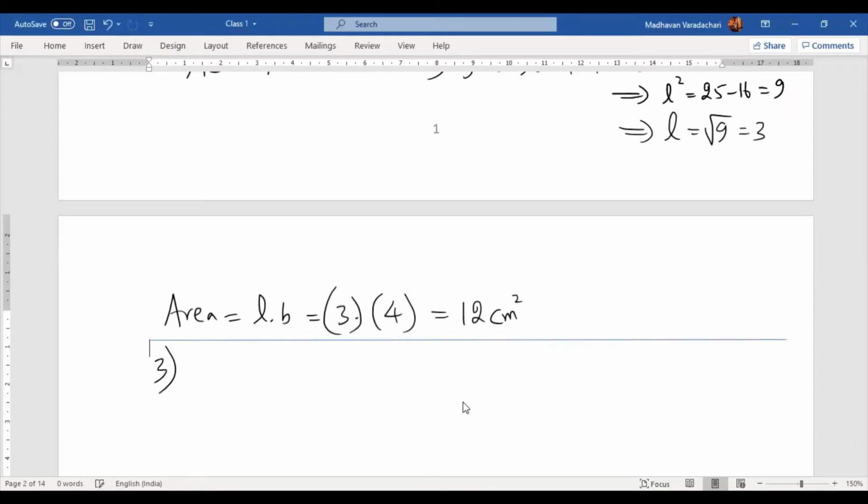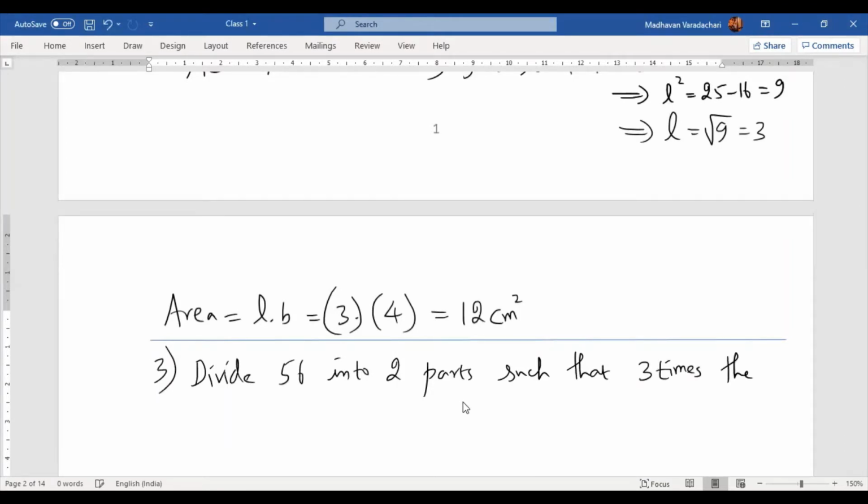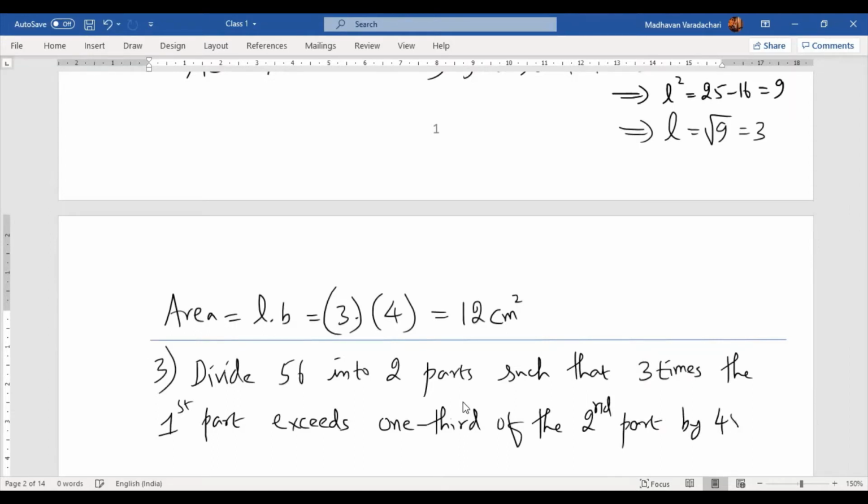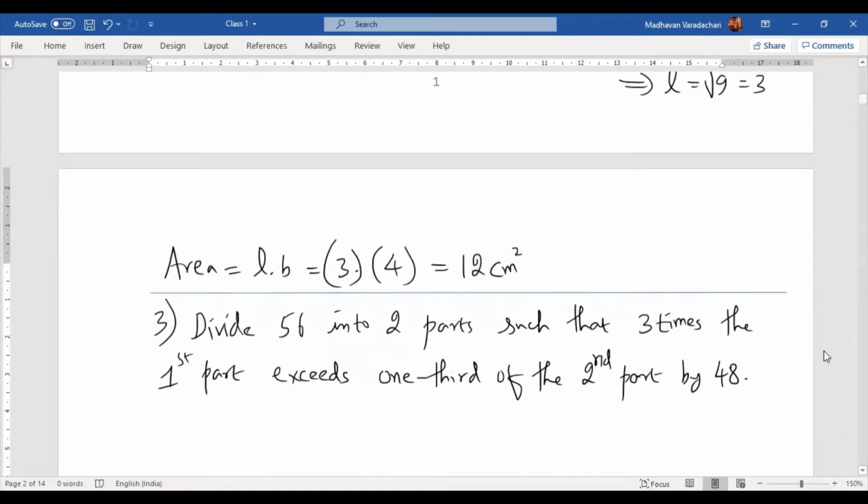Third question. Divide 56 into 2 parts such that 3 times the first part exceeds 1/3 of the second part by 48. Find the parts.